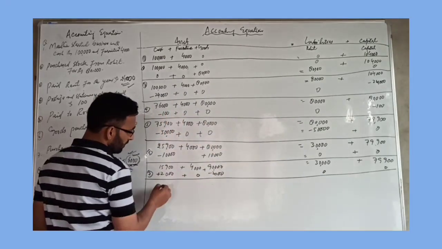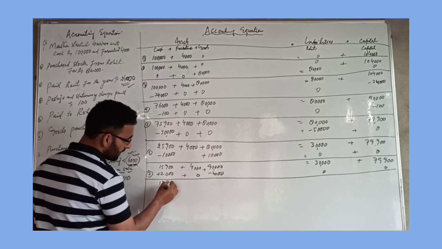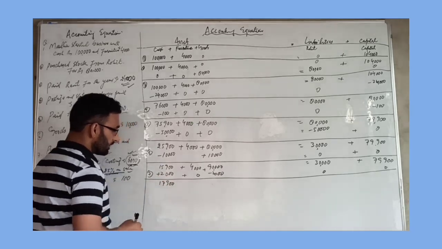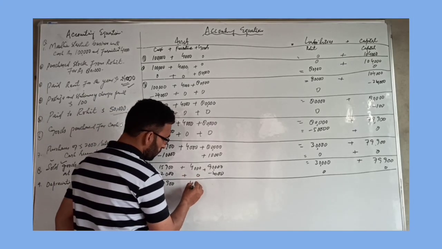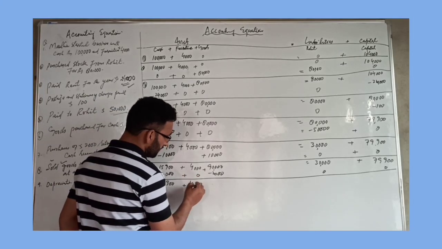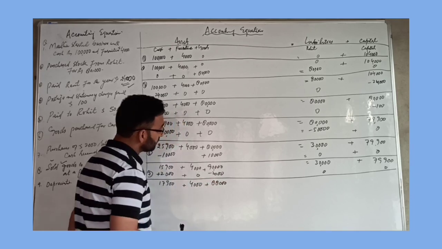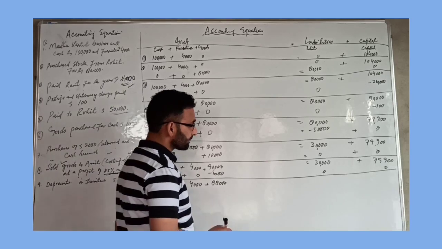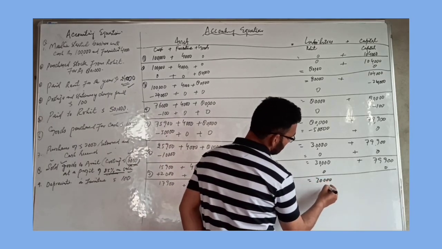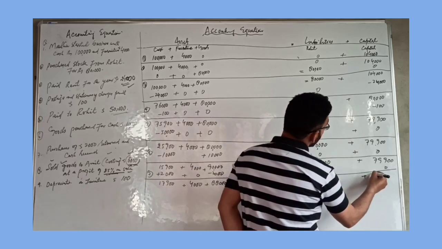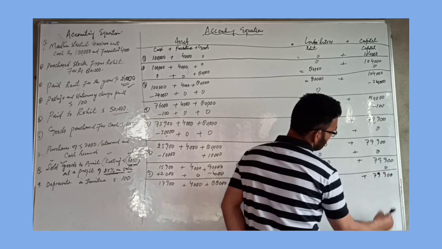Other things are the same. Now the cash increase here is 2,000, so that becomes 17,900. $4,000 of furniture, 88,000 goods, liability 30,000, and capital 79,900.